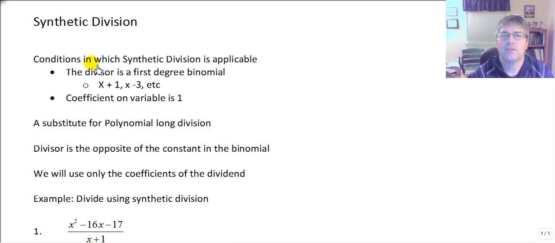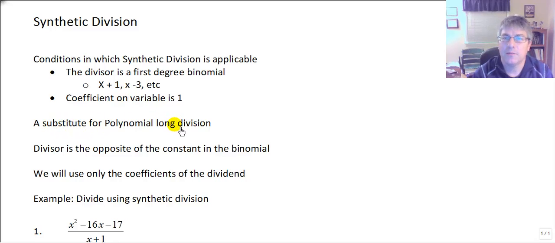But the conditions in which synthetic division is applicable are when the divisor is a first-degree binomial. So we have to be dividing by something like x plus 1 or x minus 3. Okay? And the coefficient on the variable, at least for our purposes, is going to be 1. So we're not going to be using a divisor like 2x or anything like that. The divisor is just going to be x, first degree, x to the first power.